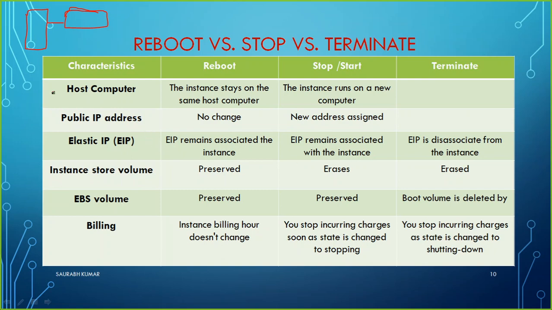So when we talk about the host computer of an EC2 instance, what happens to it? When we restart a computer, the host computer is going to remain the same. It is not going to change. Host computer means the physical server available at the availability zone of the cloud service provider. On top of that they have the hypervisor, and on top of that we create the instance. So this instance is running, and when you restart, it will remain on the same physical host.